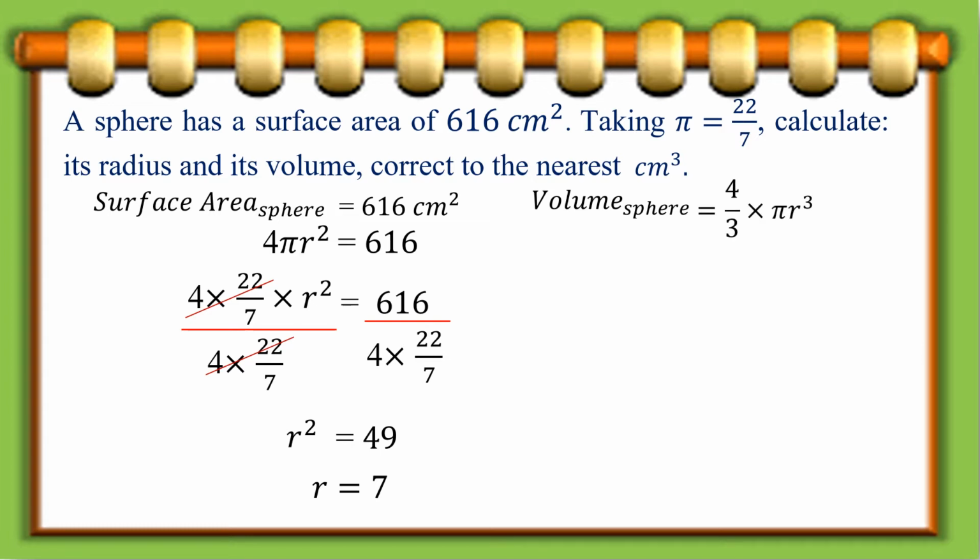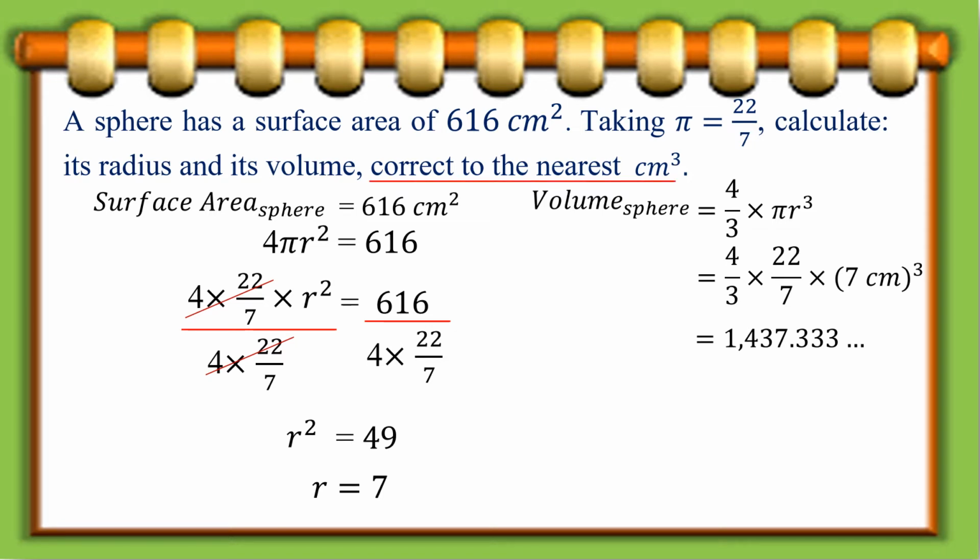Now we are ready to solve for the volume of the sphere, using the formula 4 over 3 times pi r cubed. Substituting the values for pi and the radius, we get 4 over 3 times 22 over 7 times 7 centimeters to the power of 3. Simplifying further, we get 1,437.333 and so on. Since we are going to correct to the nearest cubic centimeter, the volume of the sphere is equal to 1,437 cubic centimeters.